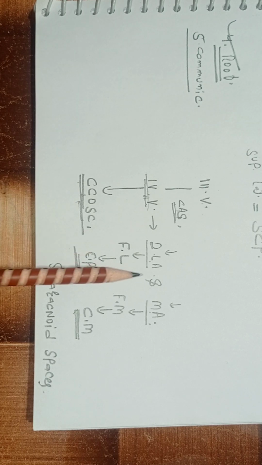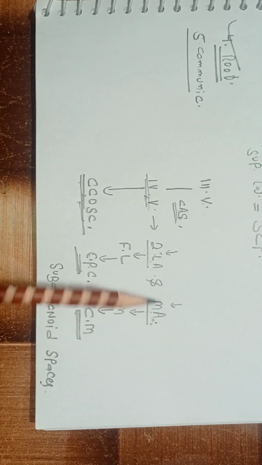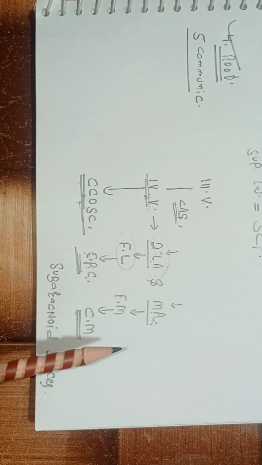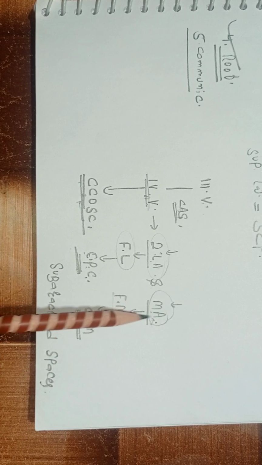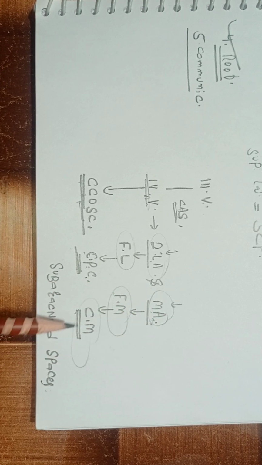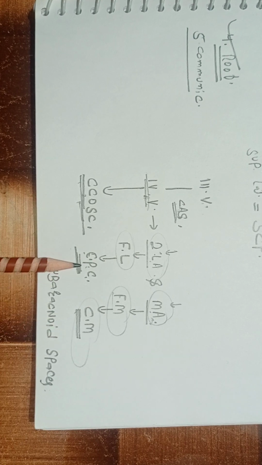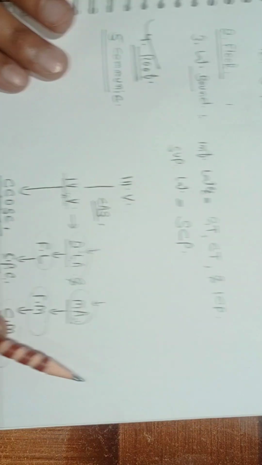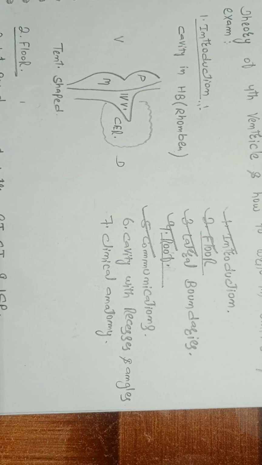It also goes through two lateral apertures and one median aperture. These two lateral apertures are the two lateral foramina of Luschka, and the median aperture is the foramen of Magendie. CSF from the lateral aperture, or foramen of Luschka, goes to the cerebellopontine cistern, and CSF from the median aperture, or foramen of Magendie, goes to the cisterna magna. What are the cisterna magna and cerebellopontine cistern? These are subarachnoid spaces. Clear? So the communications of the fourth ventricle are clear.